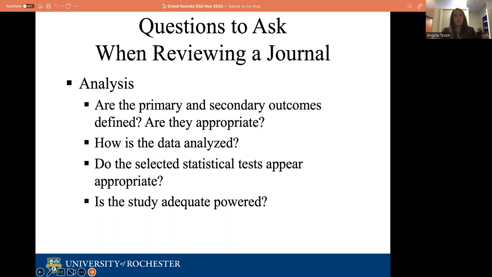Analysis. You should really look at how someone defines their primary and their secondary outcomes, and were those appropriate to what the data is reflecting? How is that data analyzed? What specific statistical tests are appropriate and can help you know whether this data was interpreted adequately, and was the study powered? That is very important. So we'll go over that in a little bit later for how to design. What your power shows is really going to tell you a whole bunch in a clinical trial.